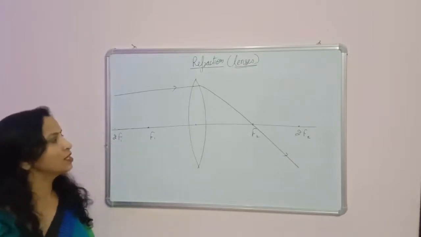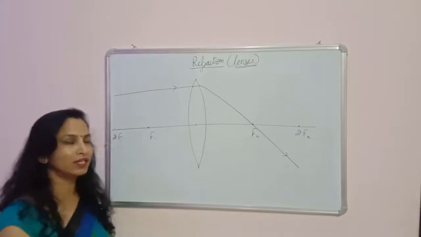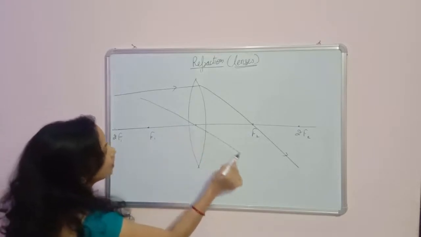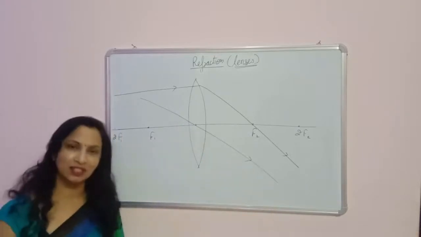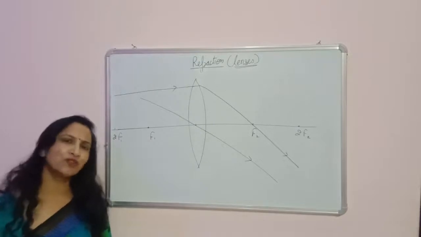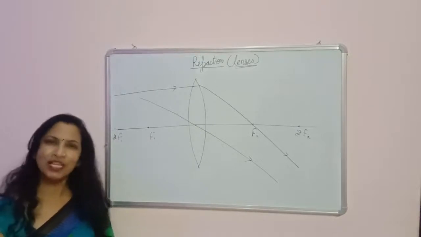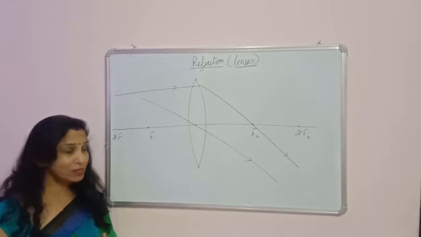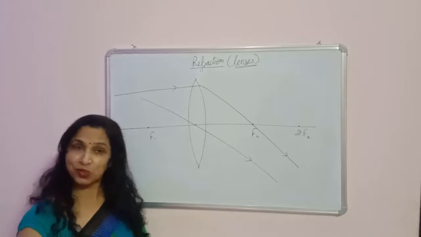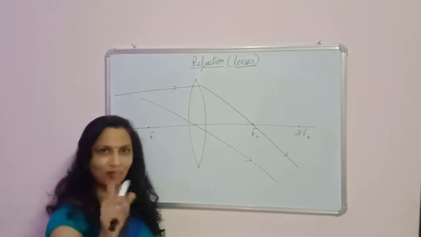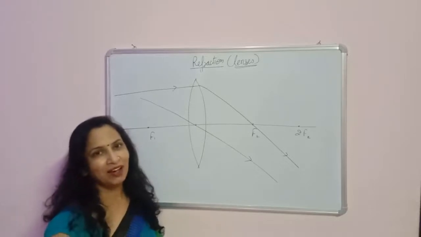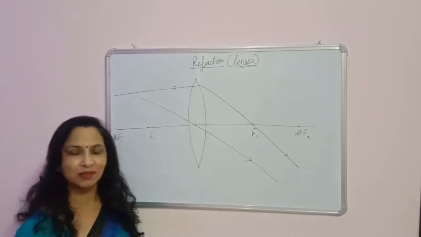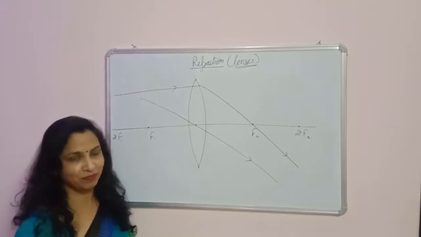The second rule is, the ray which passes through the optical center like this will pass straight without any deviation. So one question from my side: does it actually happen that the light passing through the optical center does not deviate? You can think that it goes straight from here. This is the question for you. You have to answer why this light which is coming towards the optical center passes straight without any deviation.